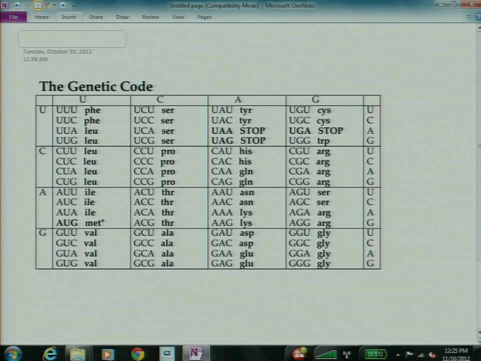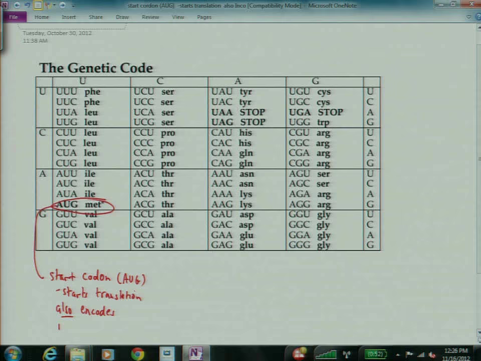Number one is this guy. Actually, let me do this in color. This is the start codon. Right, it's AUG, and it starts translation, and also encodes an amino acid, methionine. All right, that's number one. Now, there are also three stop codons.